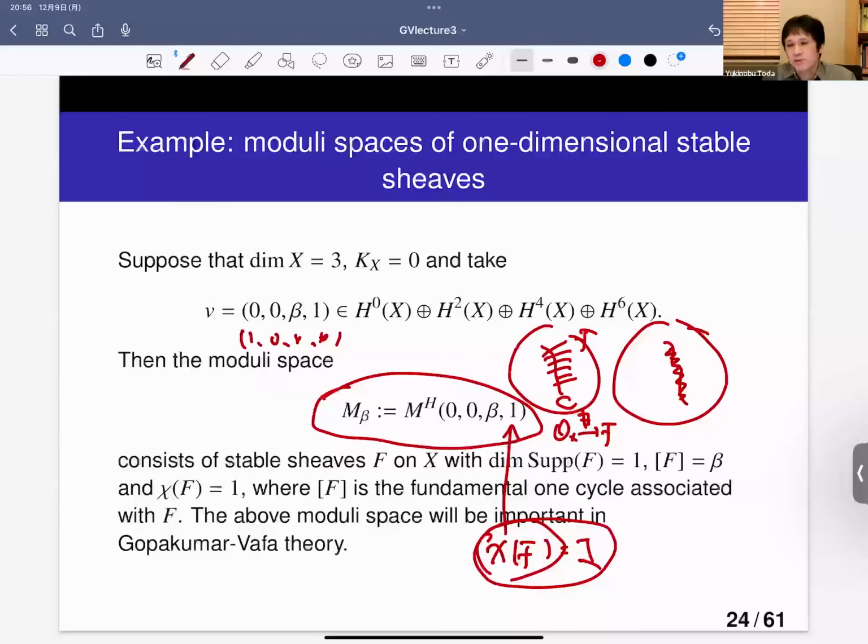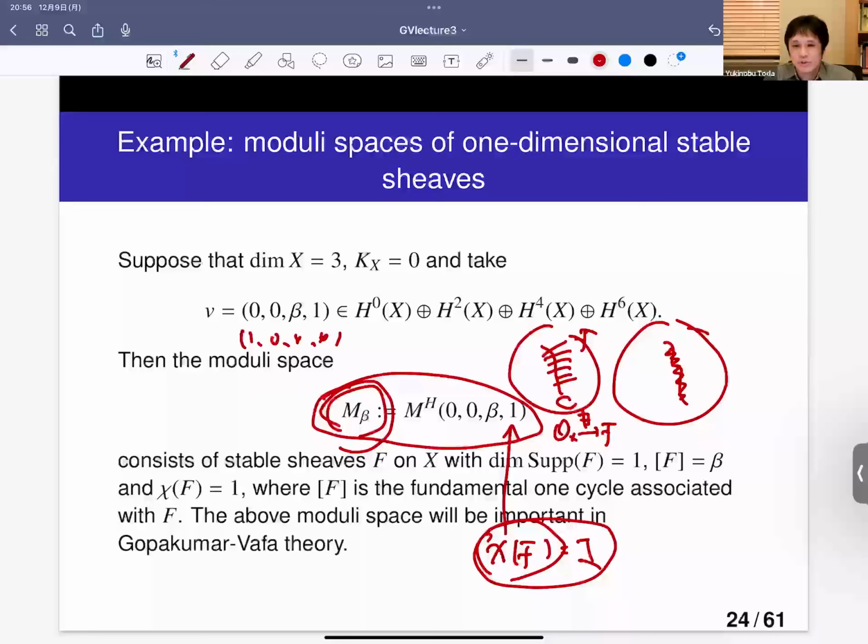So in this moduli space, curves with several genera appear. And the point of the Gopakumar-Vafa invariant is to pick up the fixed genus contribution from this moduli space. So does that answer your question? Yeah, so in this case, you are fixing chi to be 1.